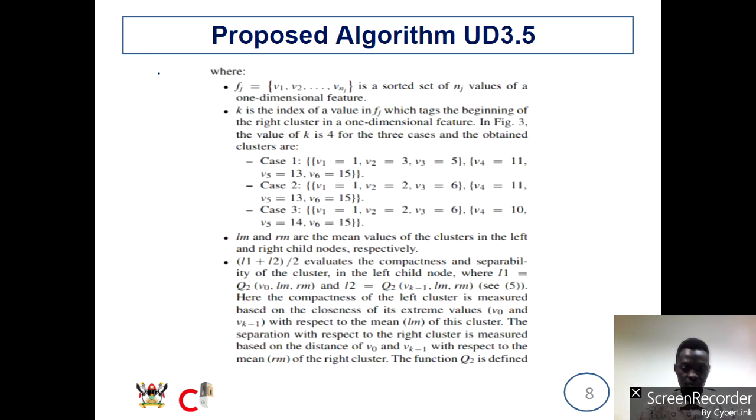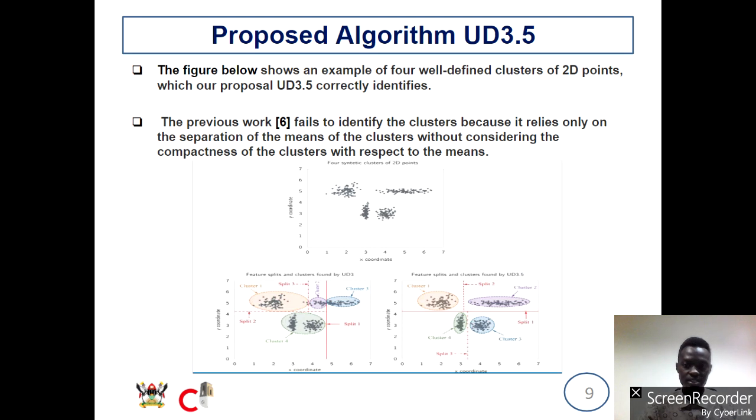So this is one of the differences between UD3.5 and UD3. For it considers the compactness and then the separability of these data sets. As you see in the diagram, there are 4 well-defined clusters of 2D points. The first graph represents the feature splits and clusters found in UD3. Then at the side there is one for UD3.5. For UD3.5, you see that it is very well defined, and you can clearly tell that, okay, this is split 1, this is split 2, this is split 3. You can easily tell, which is not the case with UD3.